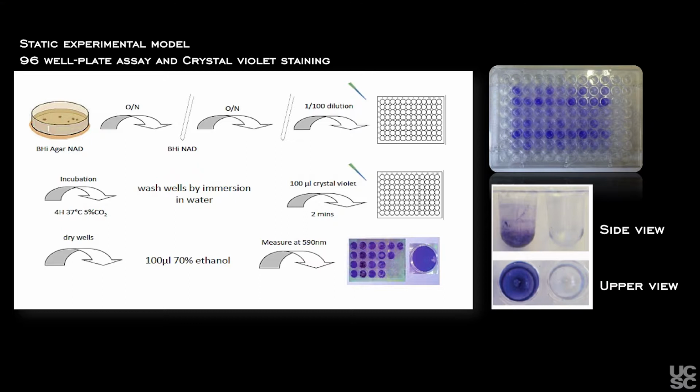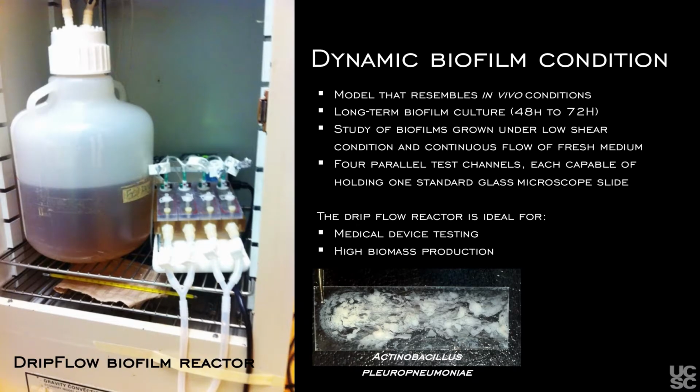You need to know that this system is called a closed system and that after a period of time you will have an accumulation of bacterial products that are toxic for the bacteria. To avoid this problem, dynamic methods or open systems have been developed. The first example is the drip flow reactor.